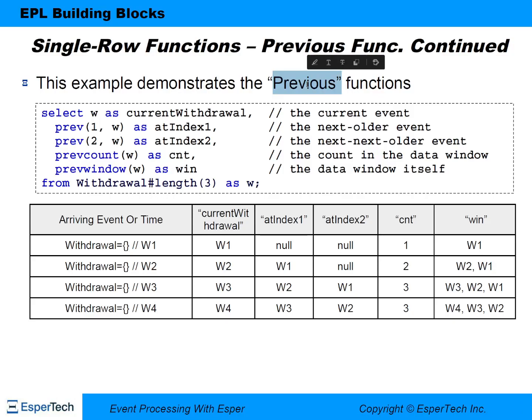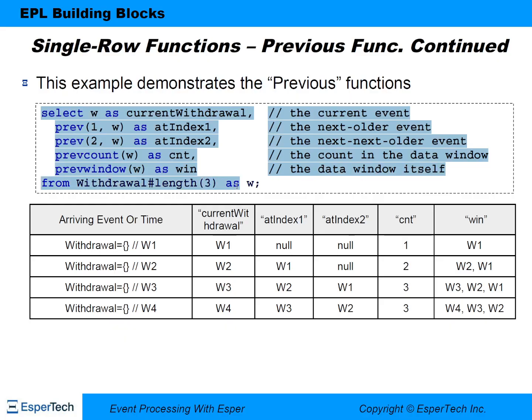This example demonstrates the previous functions. Select w as current_withdrawal, prev(1, W) as at_index_1, prev(2, W) as at_index_2, prevcount(W) as cnt, prevwindow(W) as win from withdrawal.std:length(3) as W.